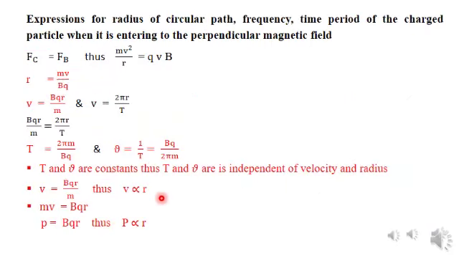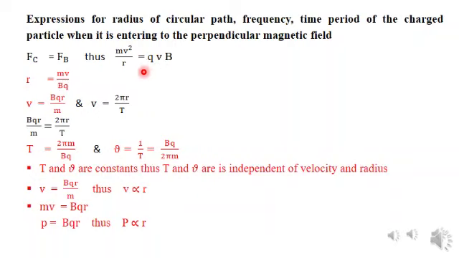We can find some expressions related to the circular motion of the charged particle. Since magnetic force is providing the necessary centripetal force for the rotational motion, Fc equals Fb. Here Fc is centripetal force and Fb is magnetic force. But the expression of centripetal force is mv square by r and expression of magnetic force is qvb. Then we will get mv square by r equals qvb.